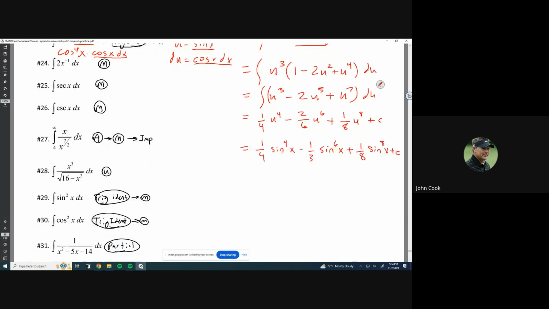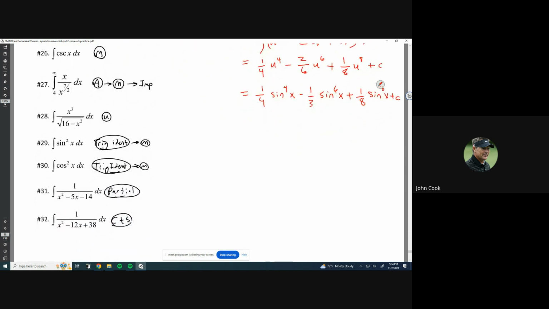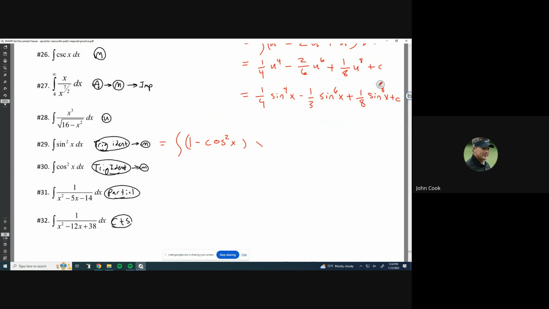Okay, so numbers 29 and 30 are both going to be, now I wouldn't actually use the Pythagorean identities here. Here's why. Sine squared would be the same thing as 1 minus cosine squared, but if I just use 1 minus cosine squared for this, it doesn't actually make the expression any easier. So it's kind of like a lateral move instead of solving it or making it any easier with a u sub. So instead what I'm going to use is the power reduction rule.